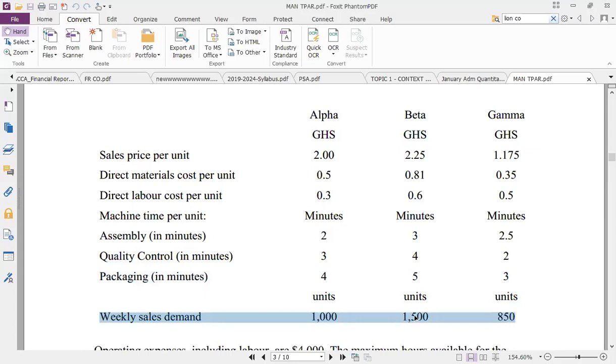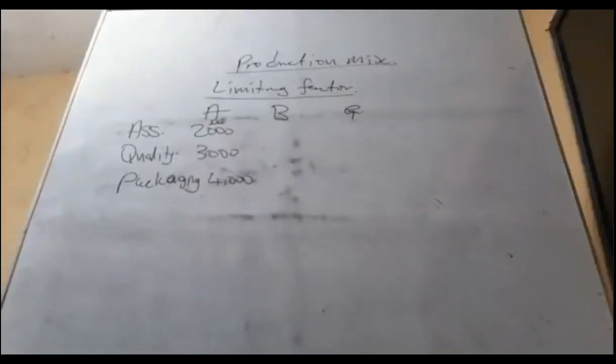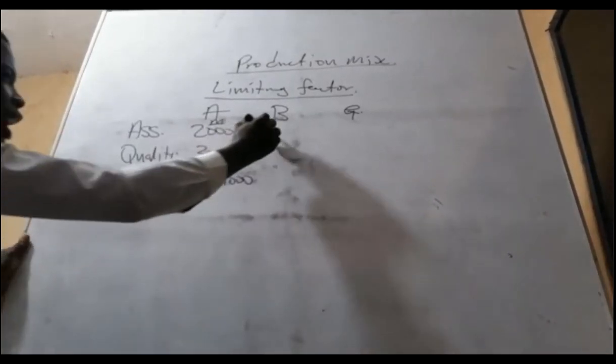So to be what? 1,005 times what? 3 minutes. That will give me 4,500 minutes. Great. So I bring it here. 4,500 minutes. How do we get that?